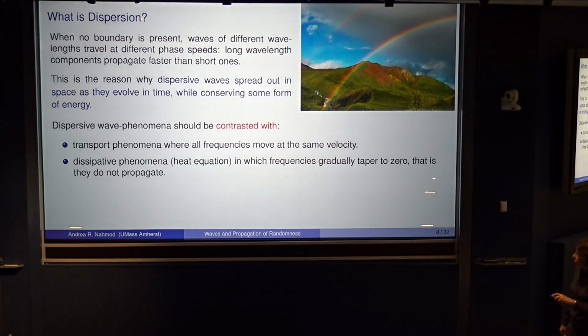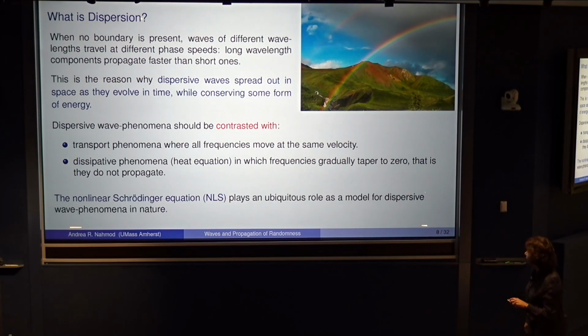I want to contrast dispersive wave phenomena with transport phenomena, where all frequencies move at the same velocity. I also want to contrast it with the heat equation, or with dissipative phenomena, in which frequencies gradually taper to zero and do not propagate forever. Okay? So it's very different. And so perhaps the nonlinear Schrödinger equation is one of the most important ones in the dispersion world.